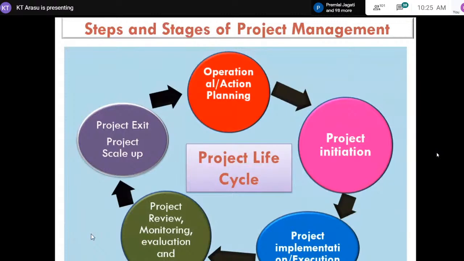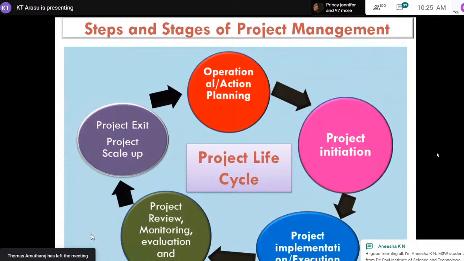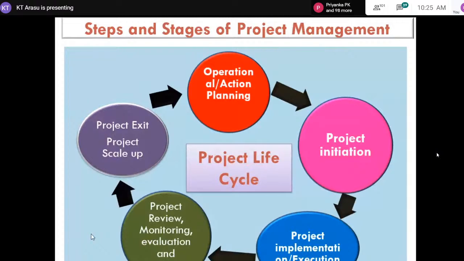Suppose the changes are made, then automatically migrants will get the benefit and they will continue to accrue the benefits or the gains from the project. So that is really called sustainability. So all these are part of it.